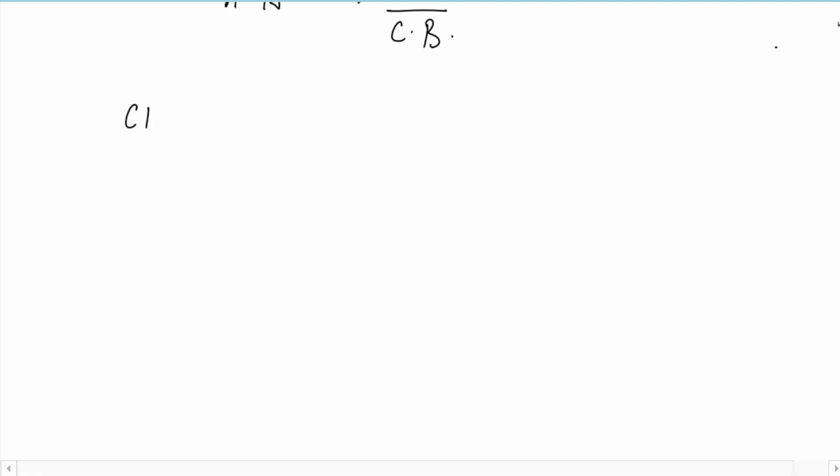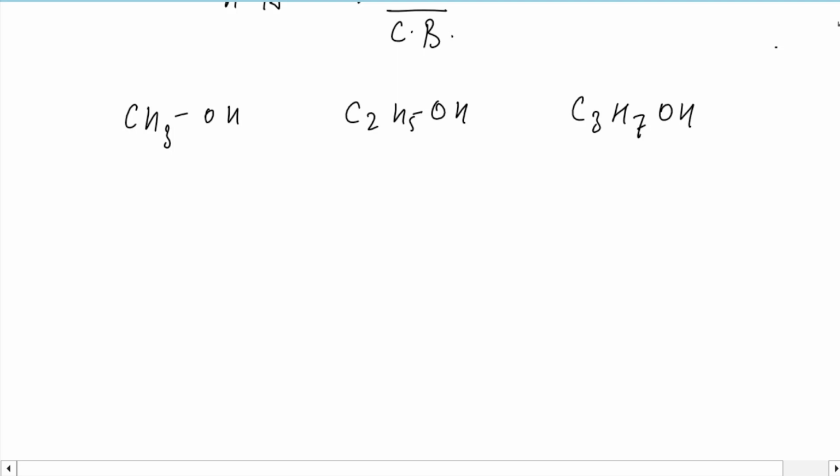Let us take an example: various alcohols like CH3OH, C2H5OH, and C3H7OH. Among these alcohols, the maximum acidic will be methanol, then ethanol, then propanol. Why? Because plus I is maximum in case of propanol, and hence that will be the least acidic.